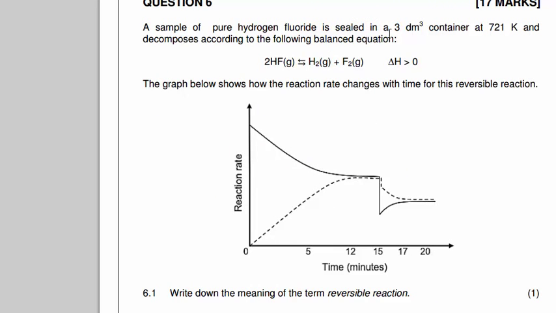A sample of pure hydrogen fluoride is sealed. Okay, the moment you know it's sealed, then you probably know we're going to do equilibrium, because we're in a closed system in a 3 cubic decimeter container, and they give me a temperature, and it decomposes according to the following balanced equation. So we have hydrogen fluoride, and it decomposes into hydrogen and fluorine. The graph below shows, now here you need to notice something important, they give you the reaction rate. Look, before, this is a graph of the reaction rate. Before we looked at graphs of the concentration.